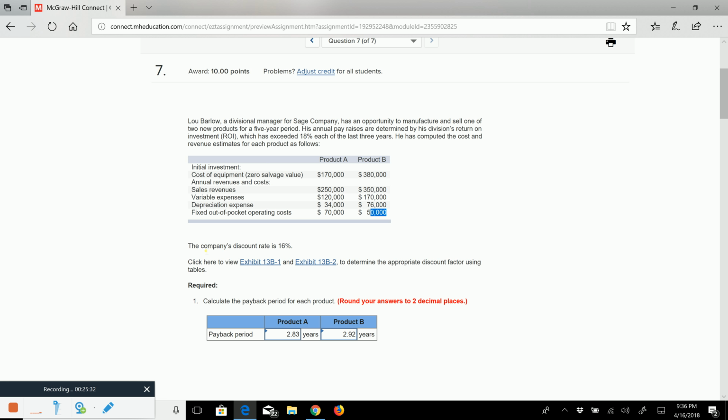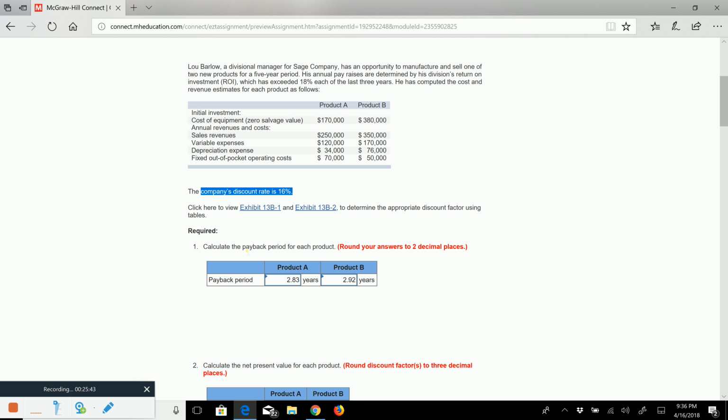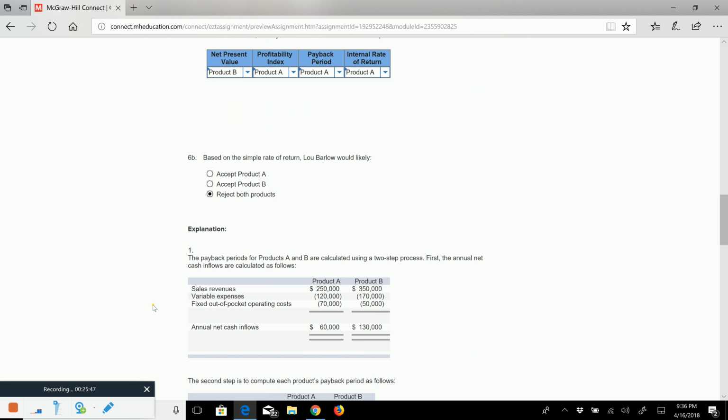The discount rate for the company, the cost of capital, the minimum required rate of return, there's a bunch of names for this, is 16%. So the first thing we want to do is calculate the payback period. Now the payback period, let me show you the calculation.